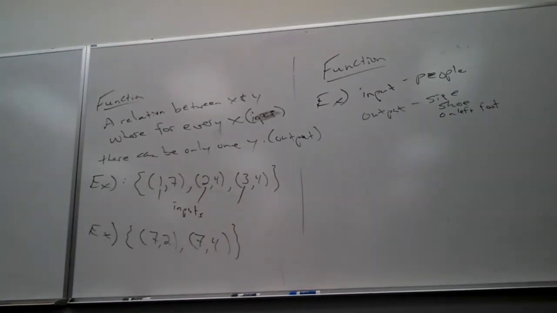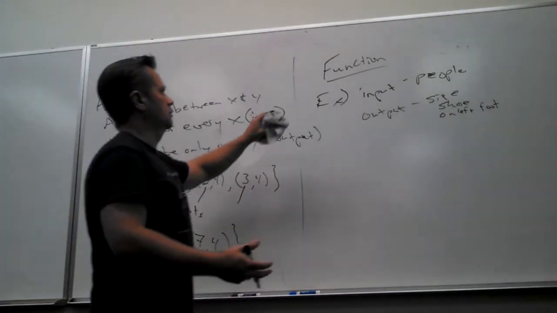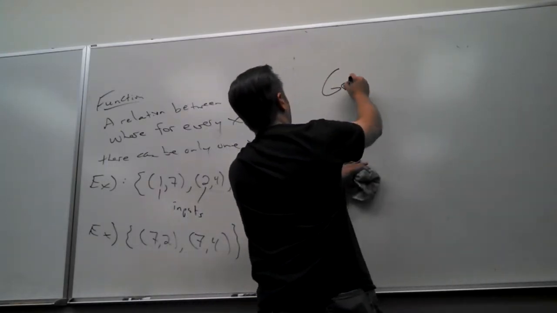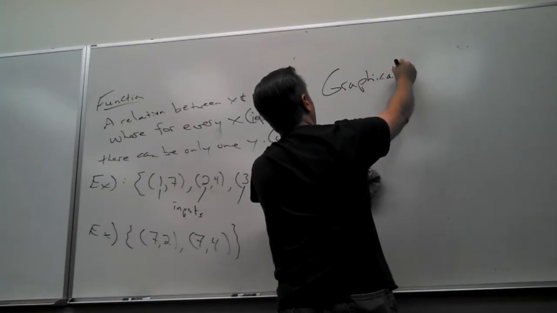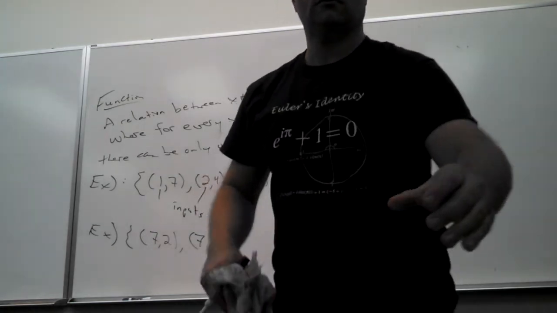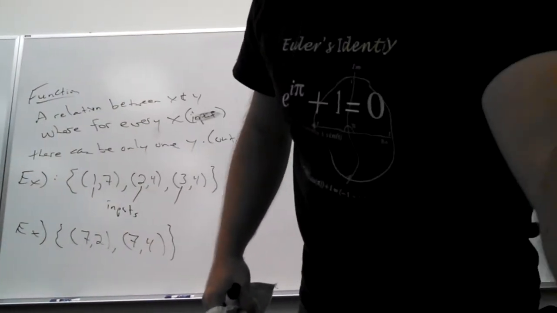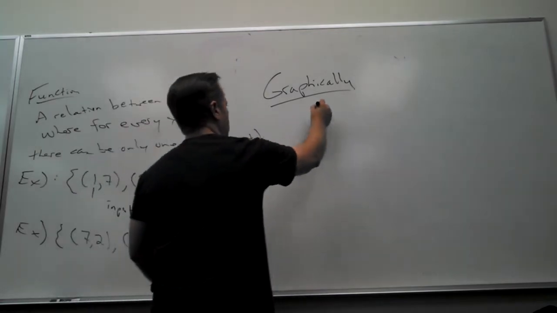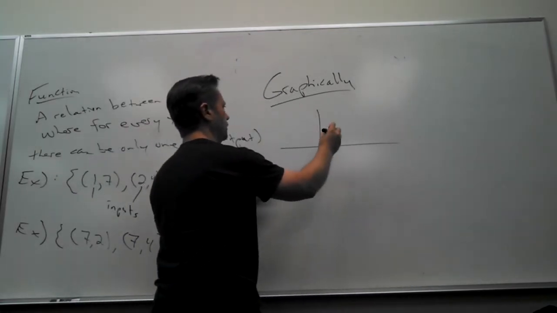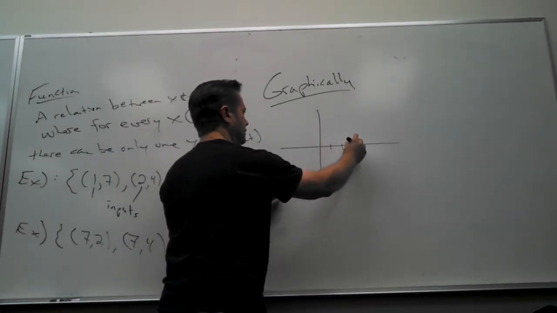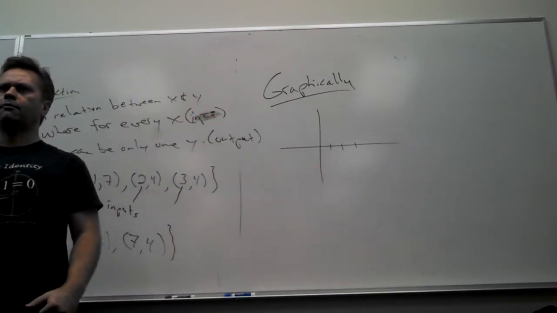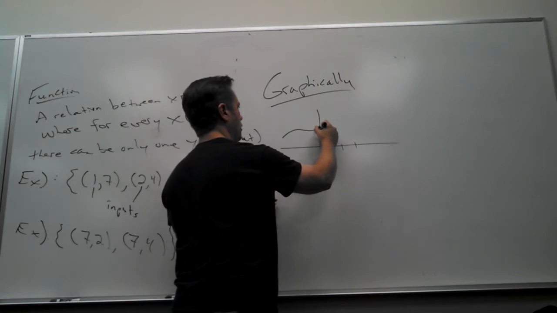What does this mean visually then? Graphically, what does this mean? So let's think about it. If I want to graph something, for every x there can be only one y. So what can't happen? If I start, what can I not do?